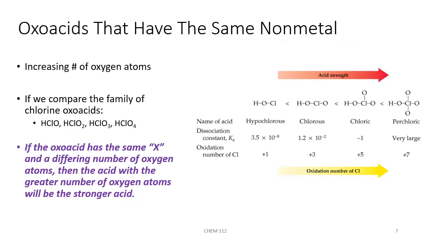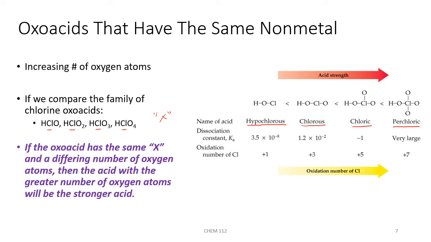Next, we'll compare acid strength trends for oxoacids that have the same nonmetal but a different number of oxygen atoms around them. So if we compare the family of chlorine oxoacids, HClO, which is hypochlorous acid, HClO2 is chlorous acid, HClO3 is chloric acid, and HClO4 is perchloric acid. So notice all of these acids have the same nonmetal portion. They all have chlorine as their X. But what they have is a different number of oxygen atoms.